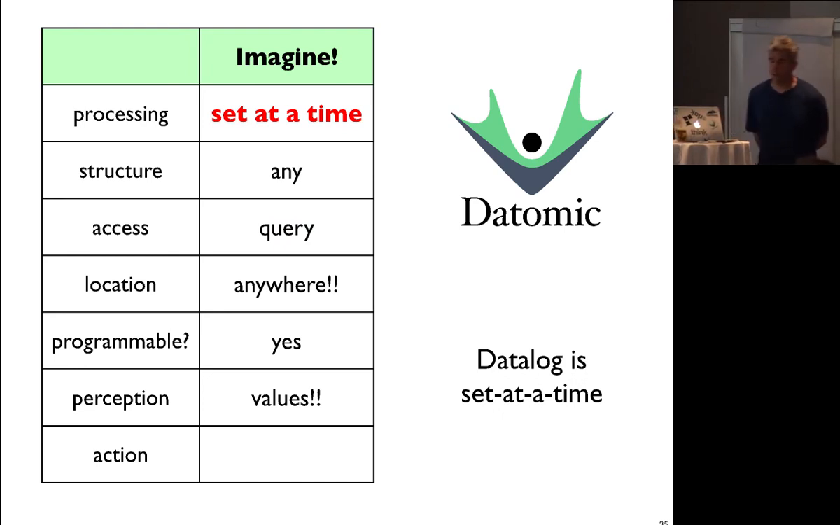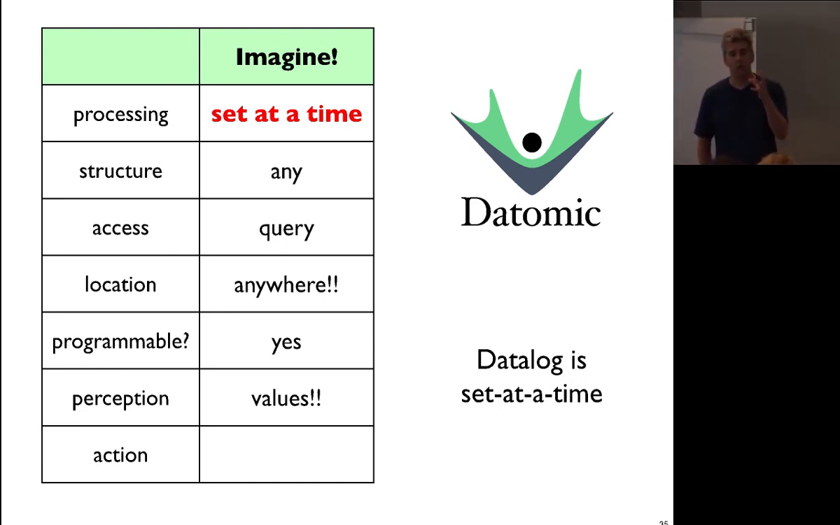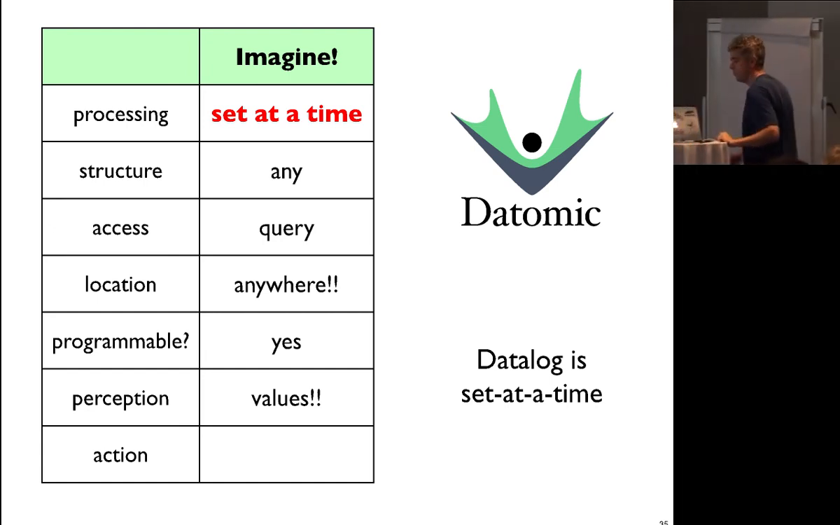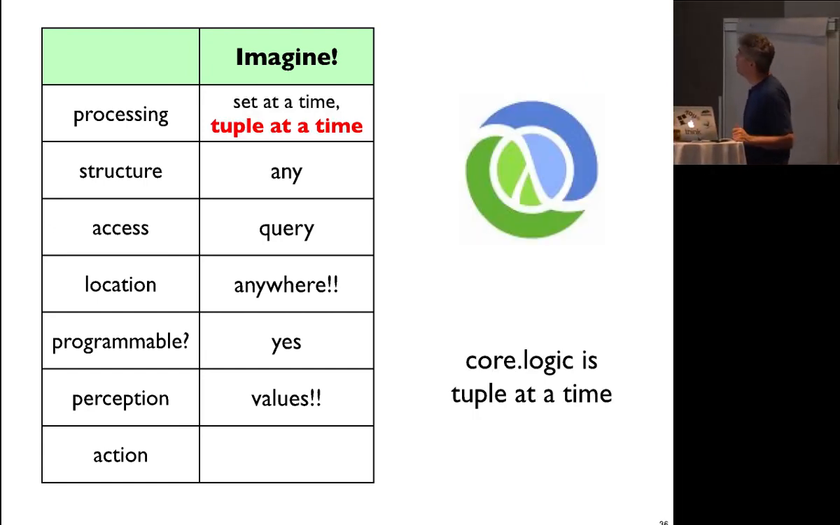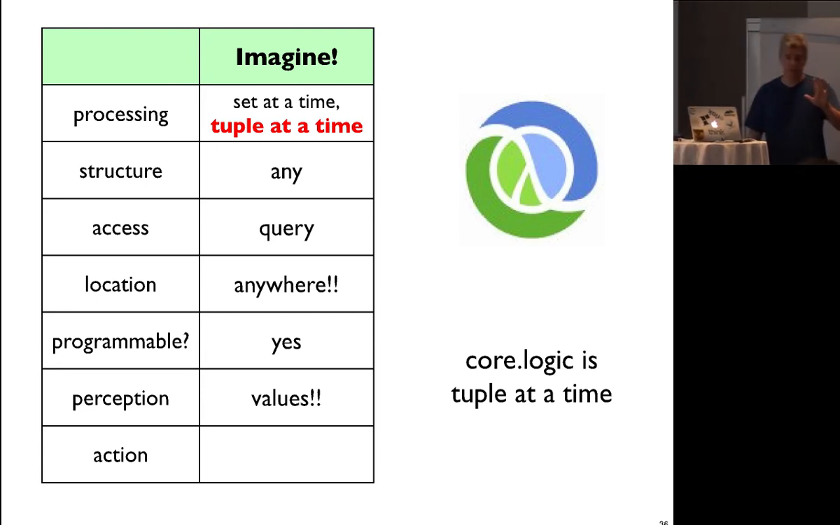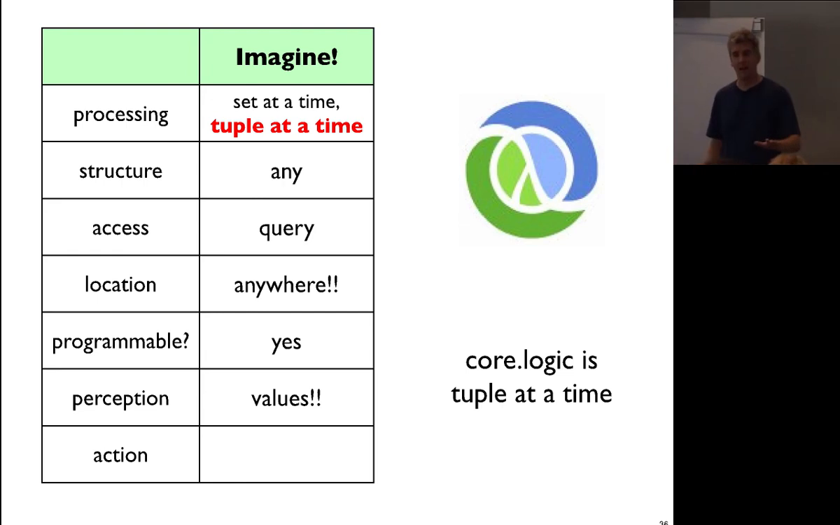Datalog is also set at a time. So we get that wonderful characteristic of not navigating through lists of things. We get that, I want to get back the set of answers. The flip side, though, is that if you want to, you can use something that's closer to Prolog than Datalog, and that's something that's tuple at a time. I think the general rule is you're going to want something that's set at a time for most problems. But if you have something that ends up being tuple at a time, then you could do that as well.